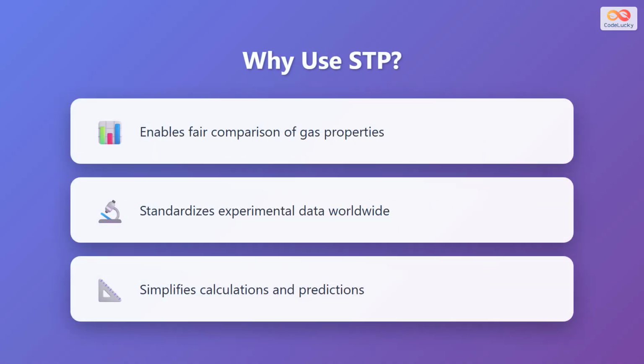STP serves 3 important purposes. First, it enables fair comparison of gas properties across different experiments and studies. Second, it standardizes experimental data worldwide, allowing scientists everywhere to communicate their findings effectively. Third, it simplifies calculations and predictions when working with gas laws. By using STP, you can easily compare your results with established data.